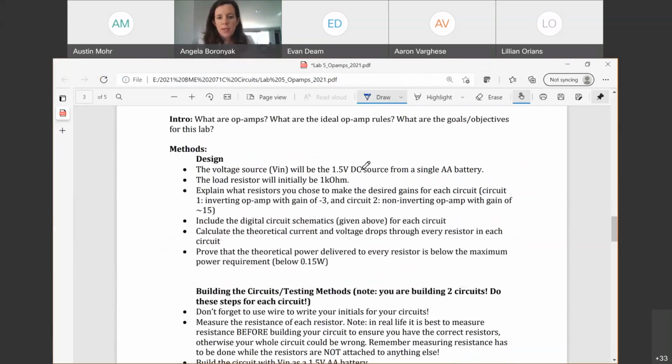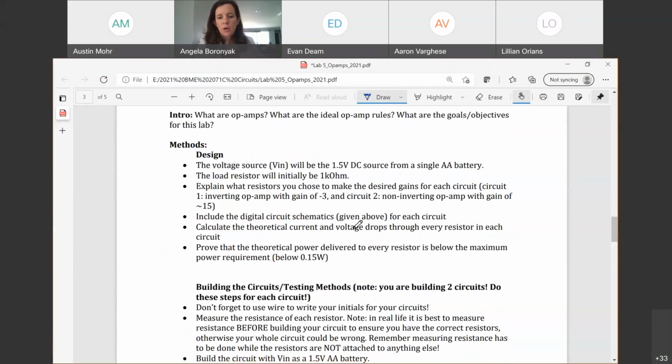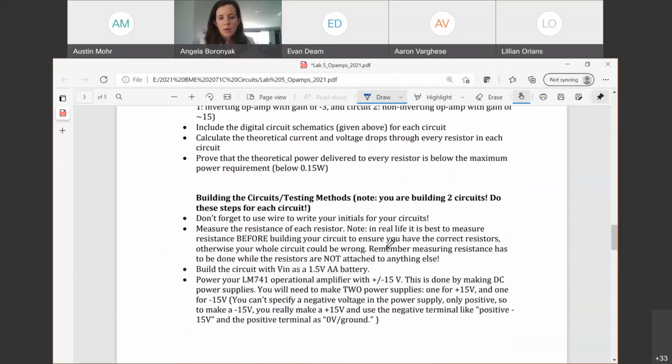Okay, so our voltage source will be this. Our load resistor is initially 1 kilo ohm. Explain what resistors you're going to use to make your gains appropriately. Circuit 1, that inverting amp has a gain of -3. For circuit 2, we want it to be about 15. We'll talk about it.